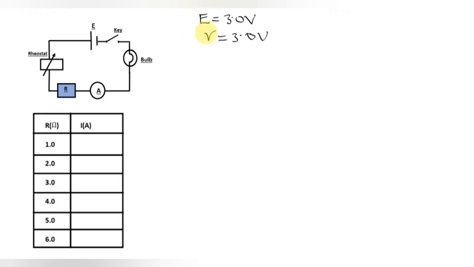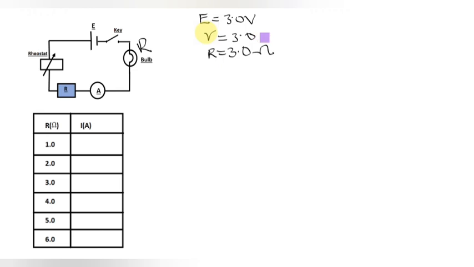Then another thing you need to note is that you're going to set a resistance for the bulb. So my resistance for the bulb, R, is equal to, I choose a bulb of 0.3 ohms.